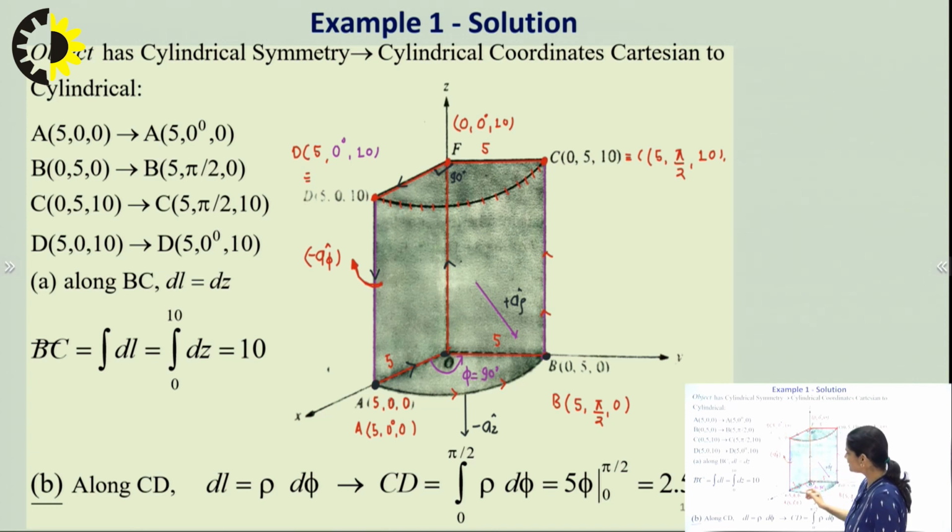Now phi angle is here 0. So write down here 0. Now height, z axis is here 10. So write down here phi 0, 10. So these are the coordinates for D point.